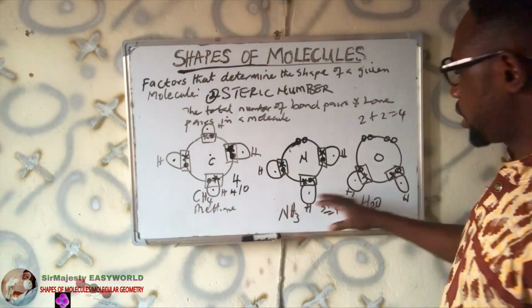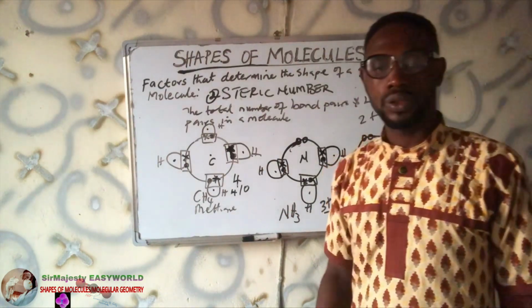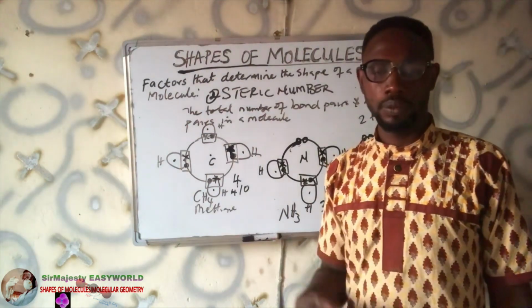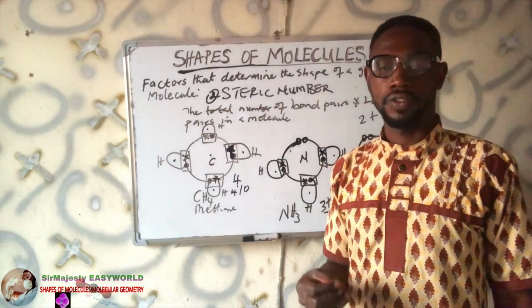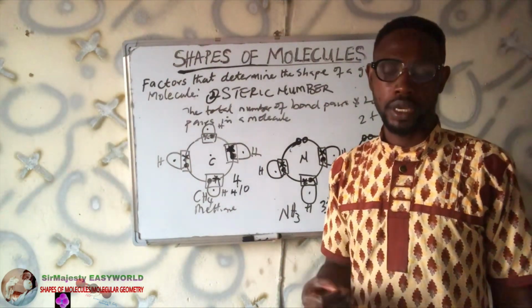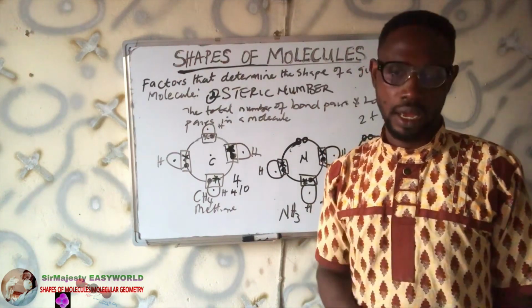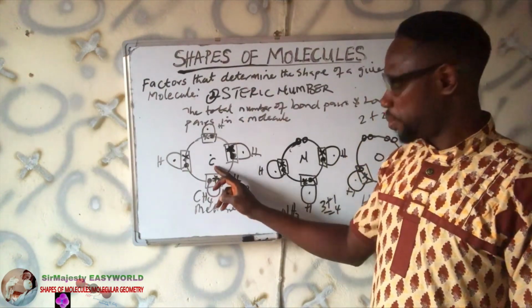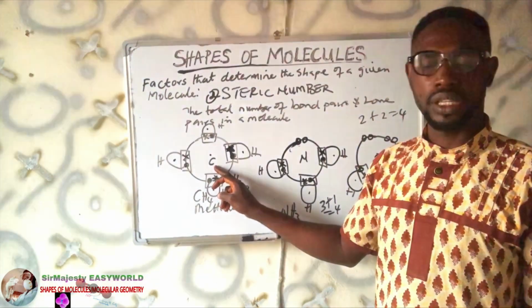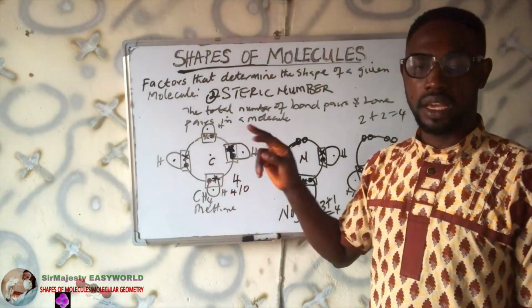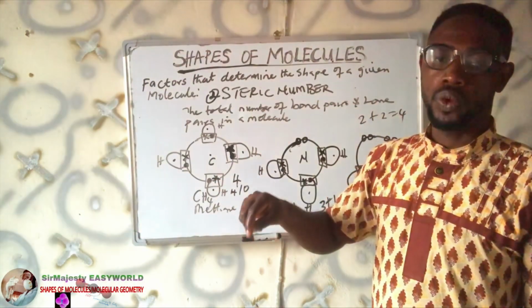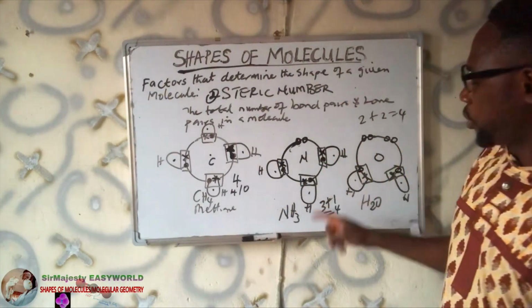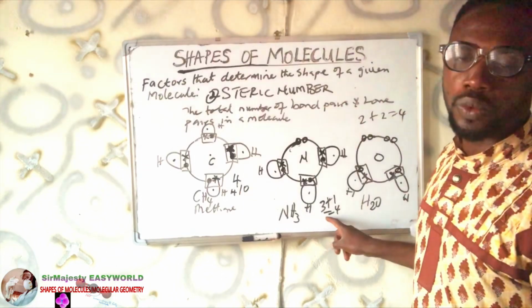Now, having understood the steric number, we want to use it to determine shape. This is a generalized fact. When the steric number of a given molecule is 4, made up of 4 bond pairs and 0 lone pairs, the shape is tetrahedral, and that is observed in sp3 hybridized molecules. So this methane is automatically tetrahedral. Ethane is also tetrahedral because the central atom will have a steric number of 4 bond pairs and 0 lone pairs.